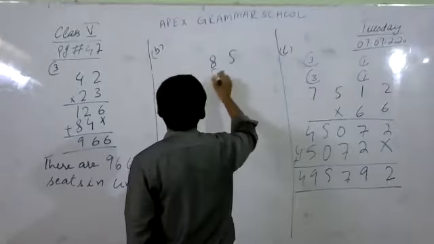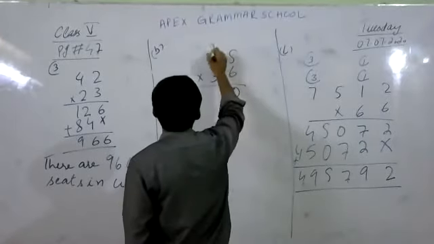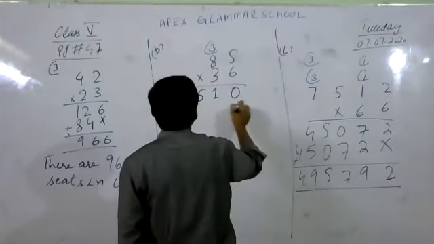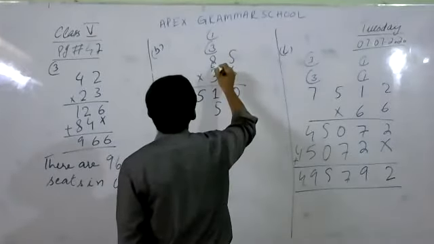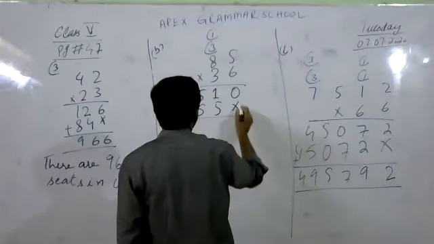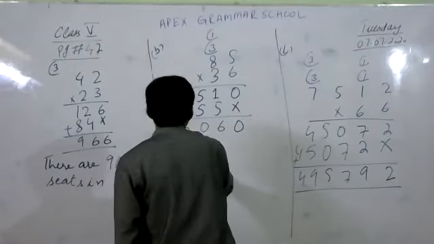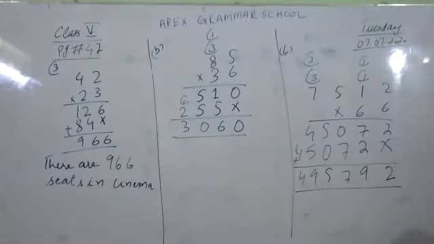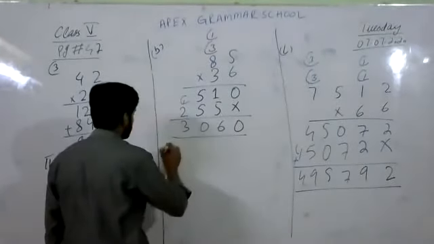85 into 36. 6 fives are 30, 3 carry, 6 eights are 48 and 3, 51. 3 fives are 15, 1 carry, 3 eights are 24 and 1, 25. So the answer statement is: Asif saved 3016 in 3 years.